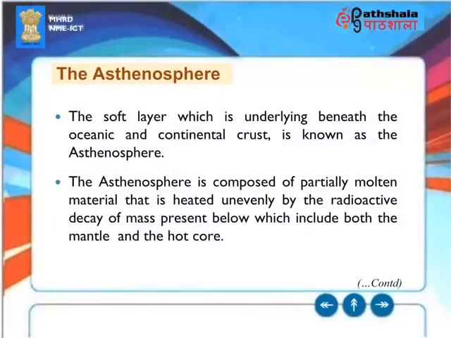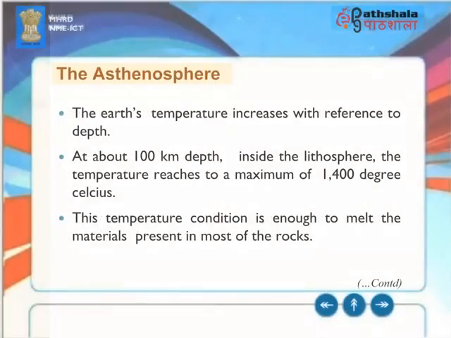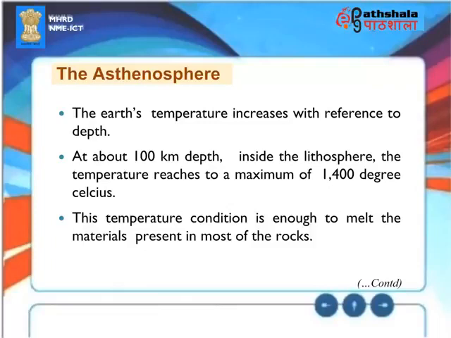The Asthenosphere. The soft layer underlying the oceanic and continental crust is known as the Asthenosphere. The Asthenosphere is composed of partially molten material that is heated unevenly by the radioactive decay of mass present below, which includes both the mantle and the hot core. The Earth's temperature increases with depth. At about 100 kilometer depth inside the lithosphere, the temperature reaches a maximum of 1400 degrees Celsius. This temperature is enough to melt the materials present in most rocks.